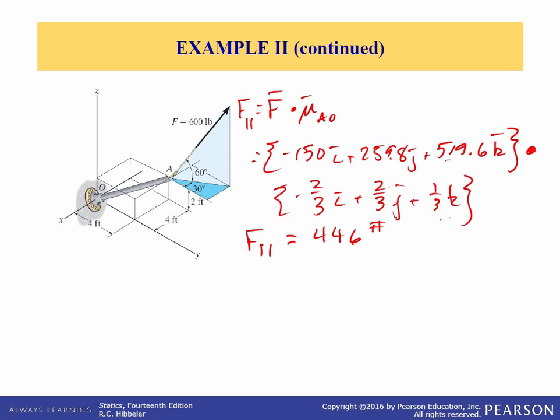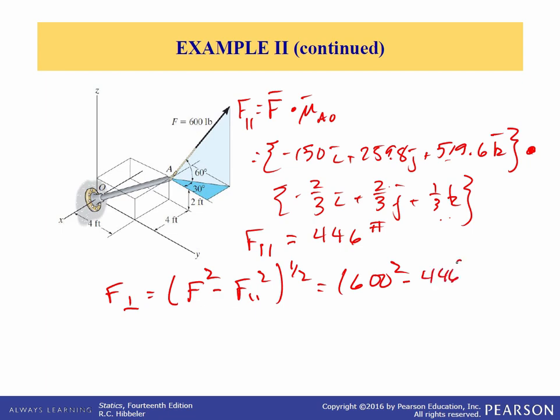You were also asked for the perpendicular component of F to the line OA. So the perpendicular component is just F squared minus the parallel component squared, to the 1/2 power. So that equals 600 squared minus 446 squared, raised to the 1/2 power, and that's 401 pounds. So the parallel component is 446, the perpendicular component is 401. If you want to check your answer, take the square root of 446 squared plus 401 squared, and you should get 600. This is a way to cross-check.